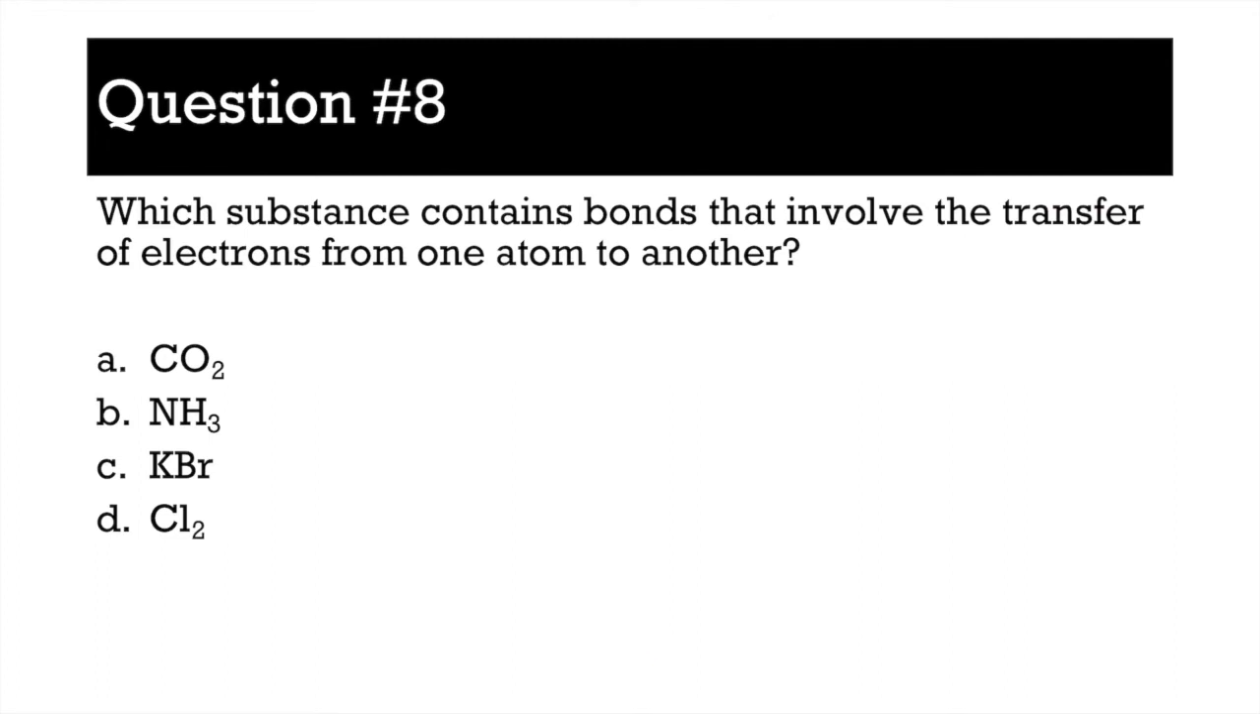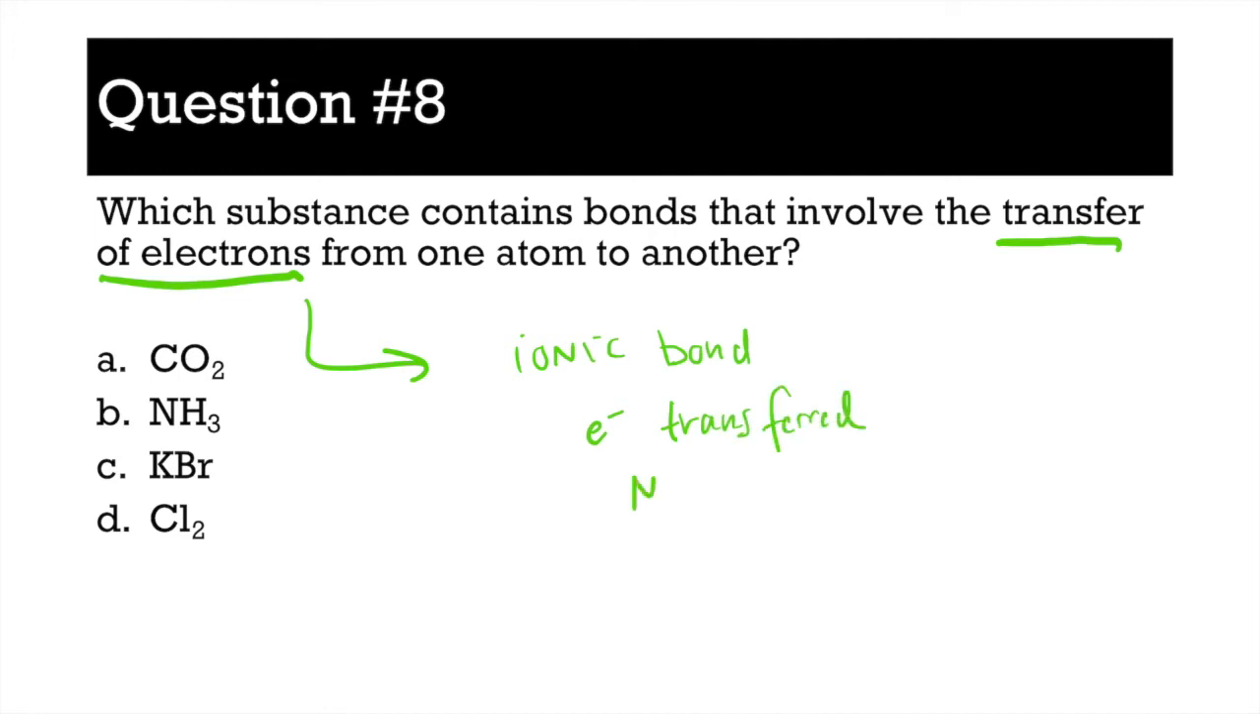Okay. Number 8 says which substance contains bonds that involve the transfer of electrons from one atom to another. So transfer of electrons, that we know is the definition of an ionic bond. Electrons are transferred, and it's between a metal and a nonmetal. So you have to go and look at each of these compounds and figure out what it's made of. C is a nonmetal, and O is a nonmetal. So two nonmetals, can't be that. N is a nonmetal, H is a nonmetal, can't be that. Cl and Cl, well, obviously they're both nonmetals, so it can't be that, which leaves us with C.